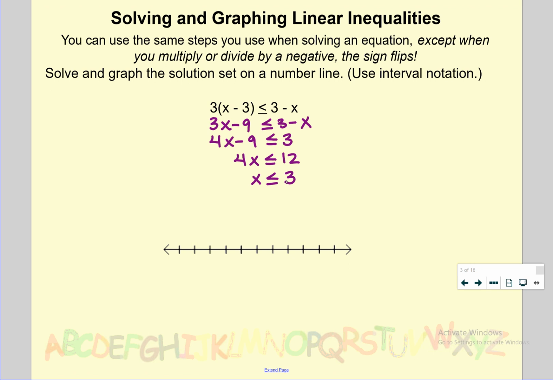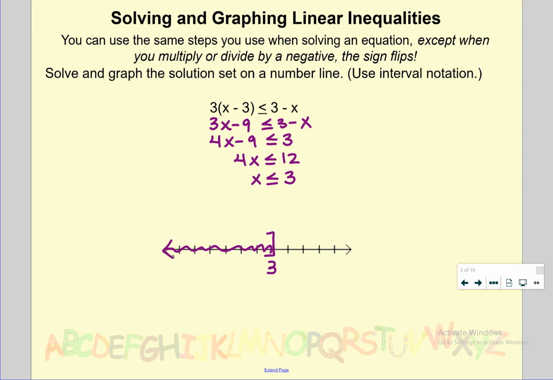Okay, so here's how we make our answer. I'm going to graph it on the number line first. I'm going to find 3 somewhere on the number line. It's a bracket because it's equal to, and then because it's less than, we're shading to the left. So the bracket on your number line is going to open to the left because we shade to the left. It would open to the right if we were going to shade to the right.